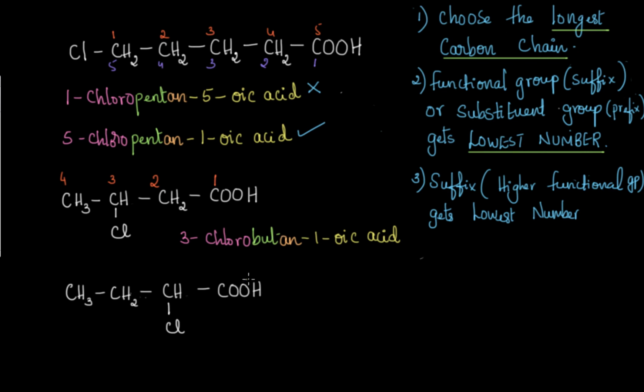So we have the name, it's 3-chlorobutane-1-oic acid, or you can call it 3-chlorobutanoic acid, indicating that if we don't mention 1, it's understood that it is attached to the first position. Now let's try to name this.